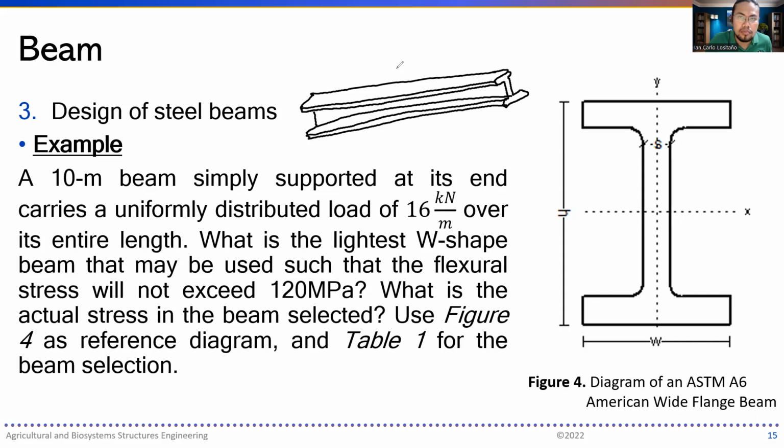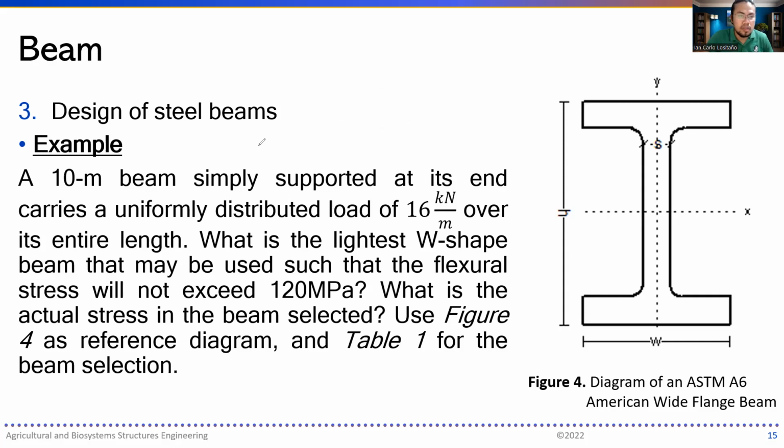All right, so we have here a 10-meter beam simply supported at its ends, and it carries a uniformly distributed load of 16 kilonewton per meter over the entire length. What is being asked is the lightest W shape, because this actually is a W shape.